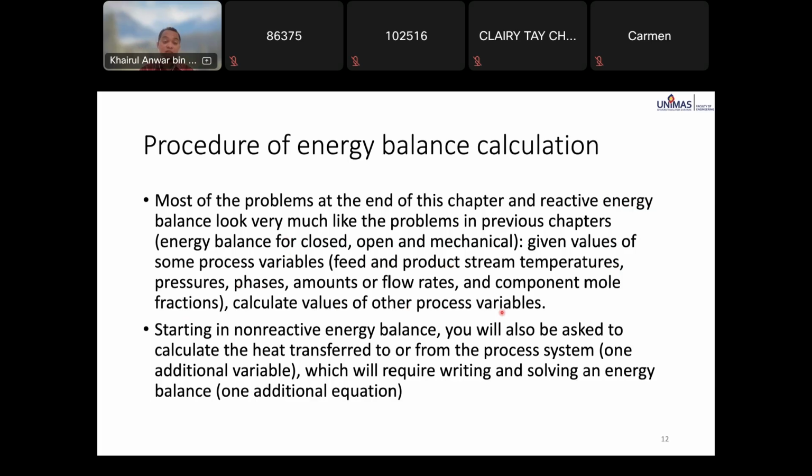So starting in non-reactive energy balance, you will also be asked to calculate the heat transfer to or from the process system, which will require writing and solving an energy balance.